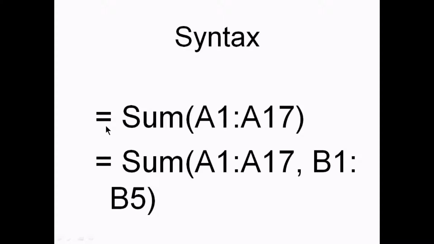Moving on, we have a sum of a range. So we start with an equal sign, the name, sum, and then within parentheses we have the range. So all cells starting with A1 and ending at A17 are summed up. Within this next example, we have the computer summing two ranges. So here, start with an equal sign, sum, and then within parentheses is the range A1, A17, a comma, and then the range B1, B5.